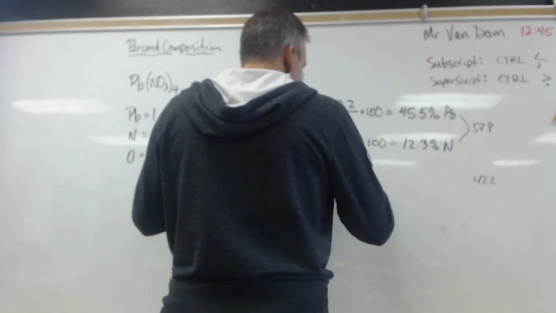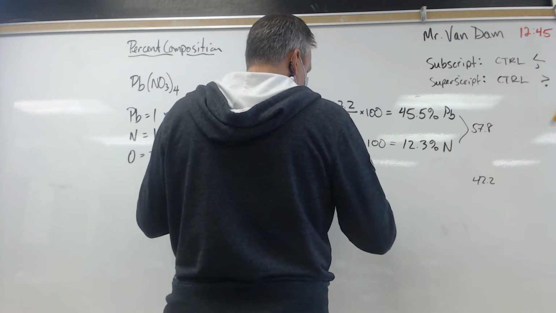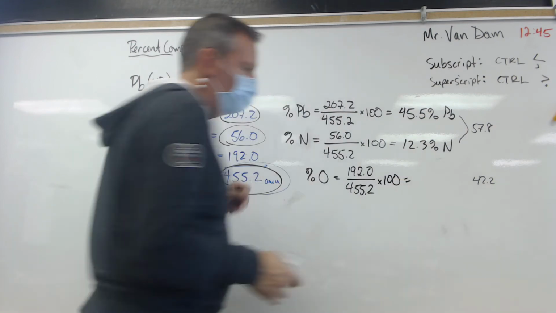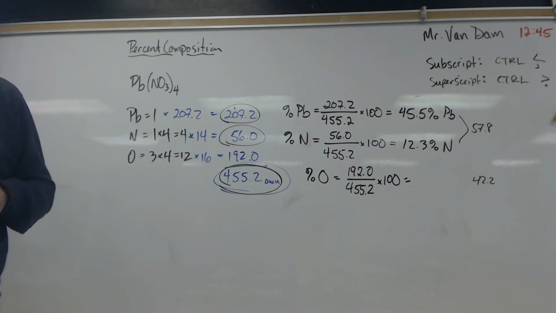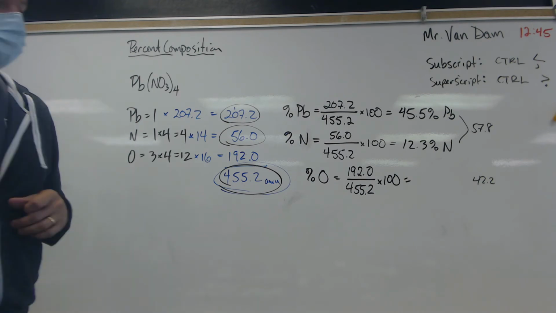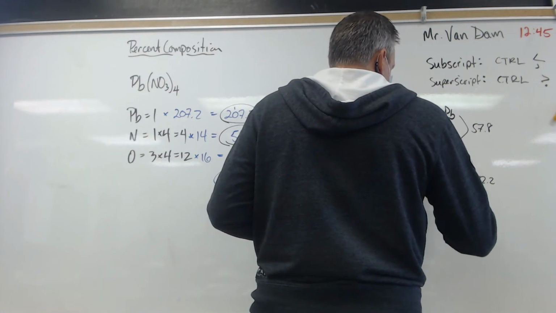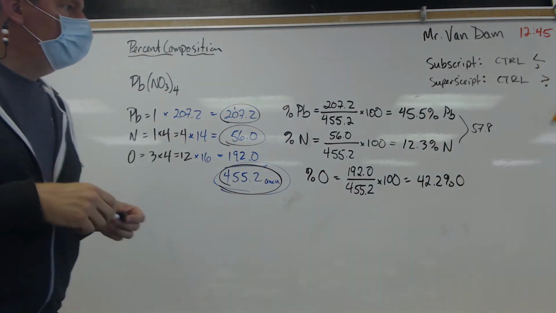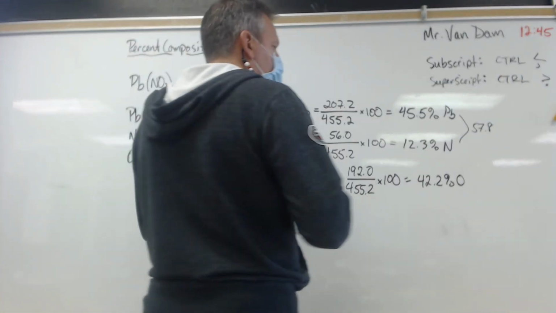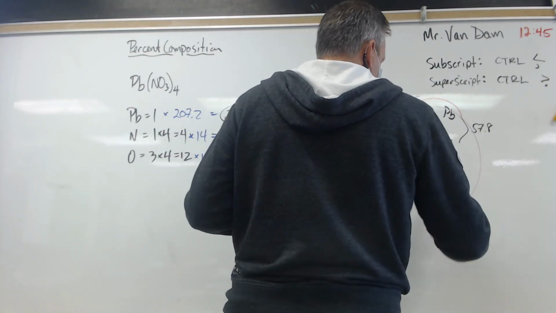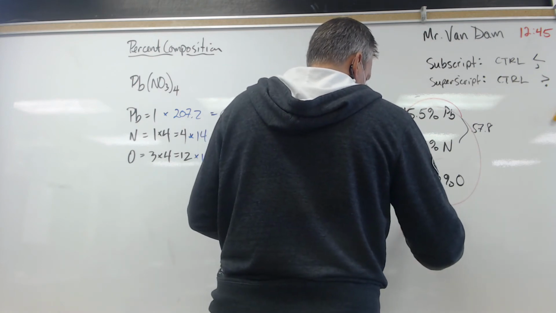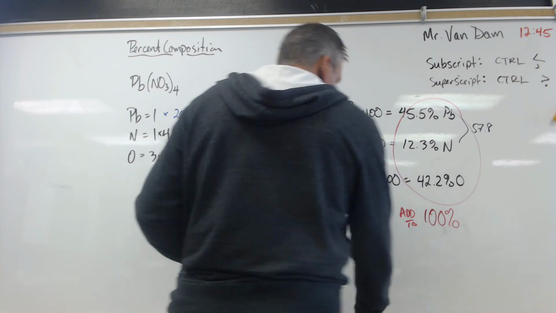So our total mass of oxygen is 192. Total mass all together, 455.2, times 100. And if I plug that into my calculator, I get 42.2 when I round. So that is in fact, and that's always a good check, right? Because now if I look at this, those three have to add to 100%.